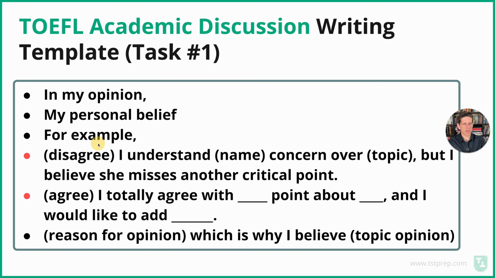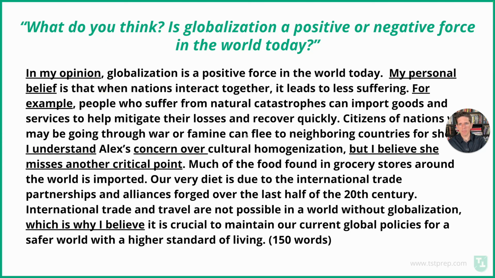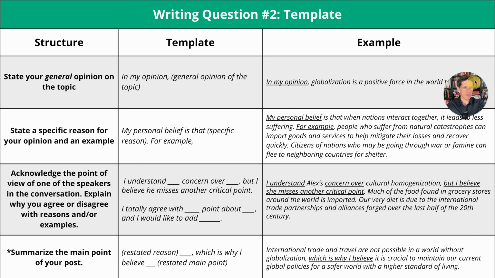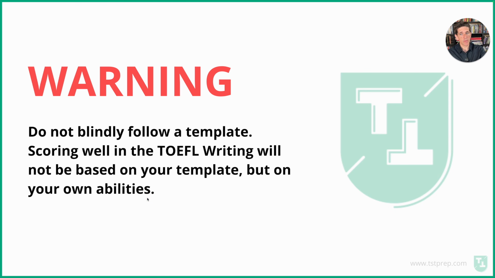So I'll show you an example. This is the template, and here is the example. I understand Alex's concern over cultural homogenization, but I believe she misses another critical point. So this is all you really have to say from what the students say. The rest is your opinion and the reasons and examples for your opinion. So this is what the template looks like. You'll say something different if you agree or disagree with the person in the discussion, but that's about it.